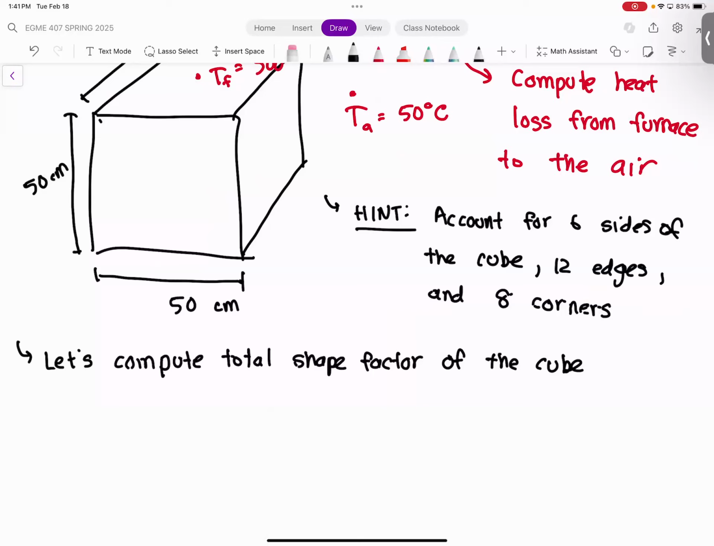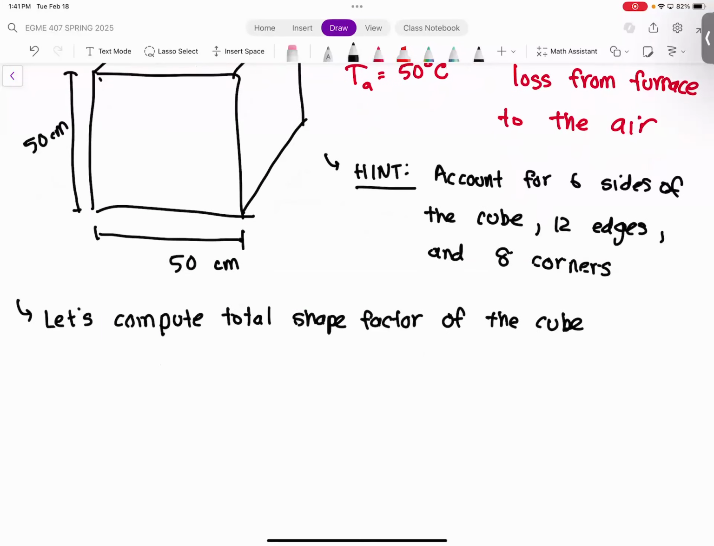And so the shape factor is going to basically take contributions from all 6 of the walls, all 12 of the edges, and all 8 of the corners. Okay. And so the total shape factor, we'll call it S total, is going to be equal to 6 times the shape factor of an individual wall plus 12 times the shape factor of each edge, plus 8 times the shape factor of each of the corners.